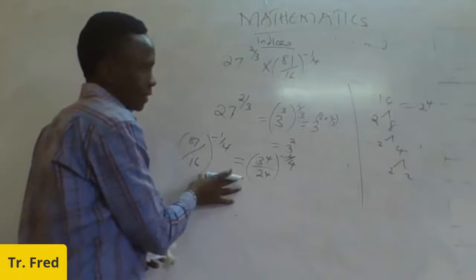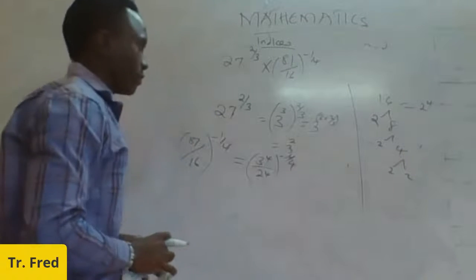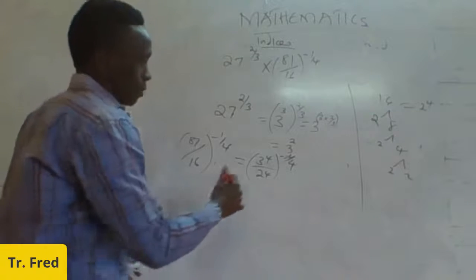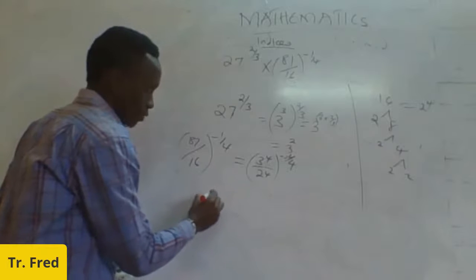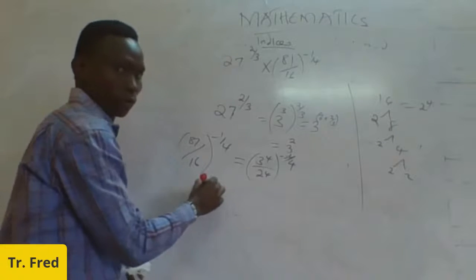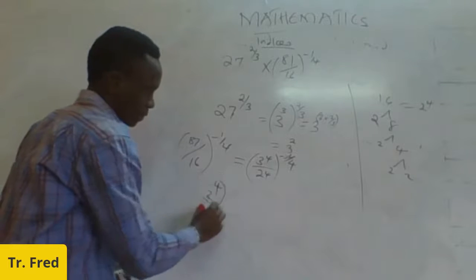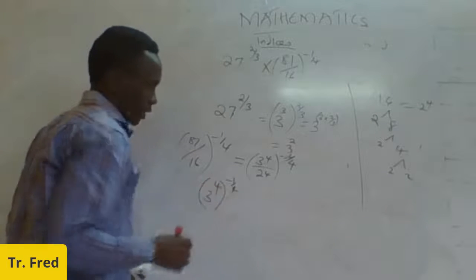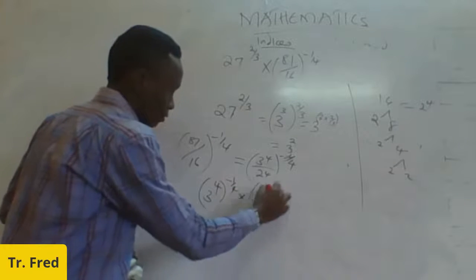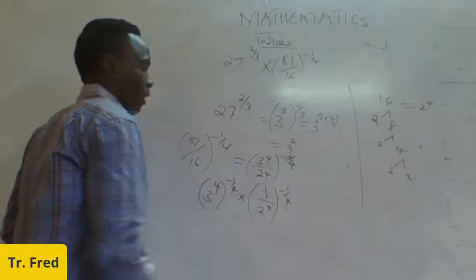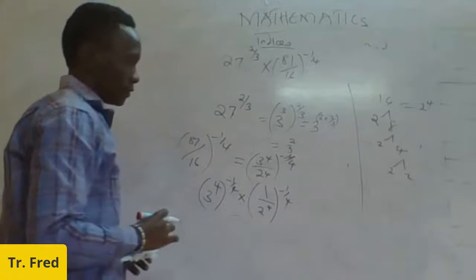Now what we have here, we are going to multiply with what we have on the other side so that we can arrive at the final answer. But we have to open the bracket first. This one simply means that we are going to have 3 power 4 into brackets power negative a quarter, multiplied by 1 out of 2 power 4 into brackets power negative a quarter. It simply means that each one of them is being multiplied by power negative a quarter.